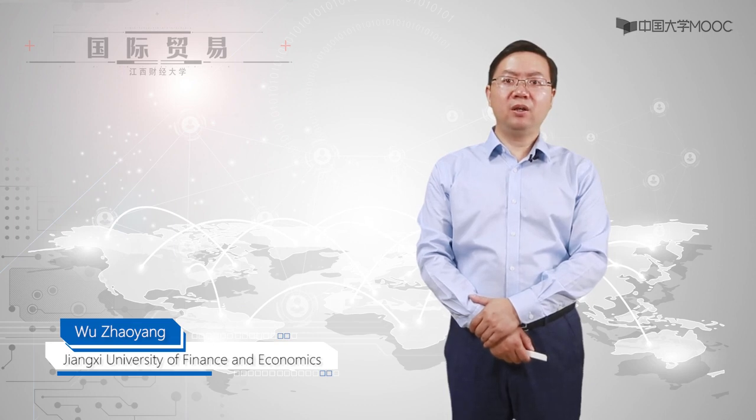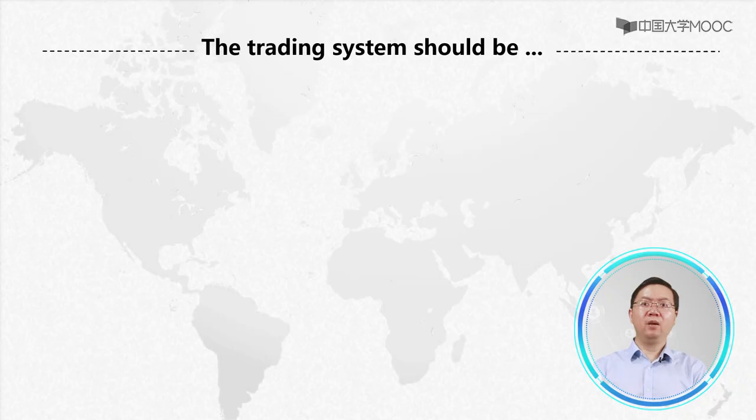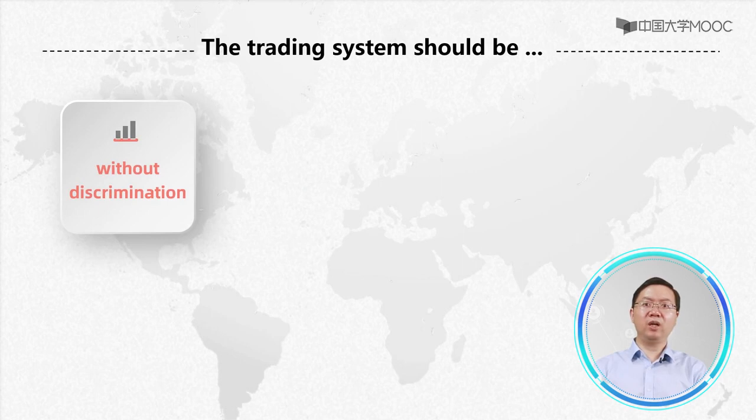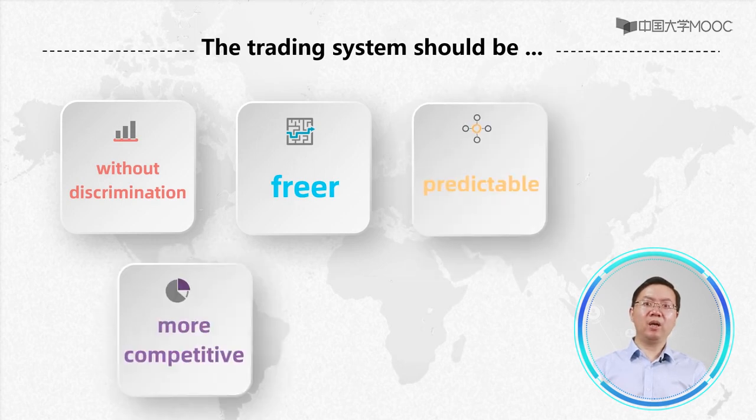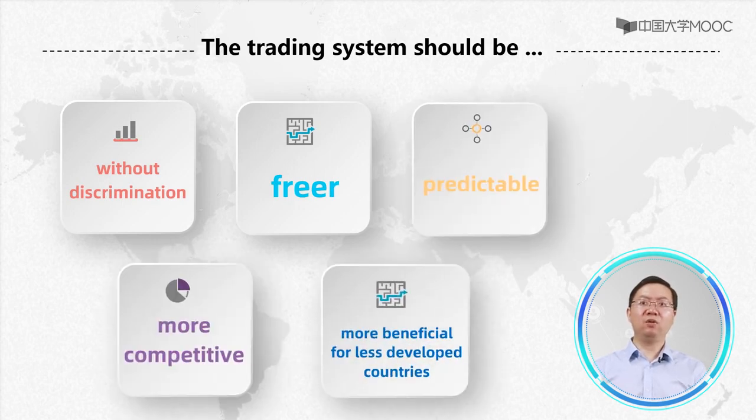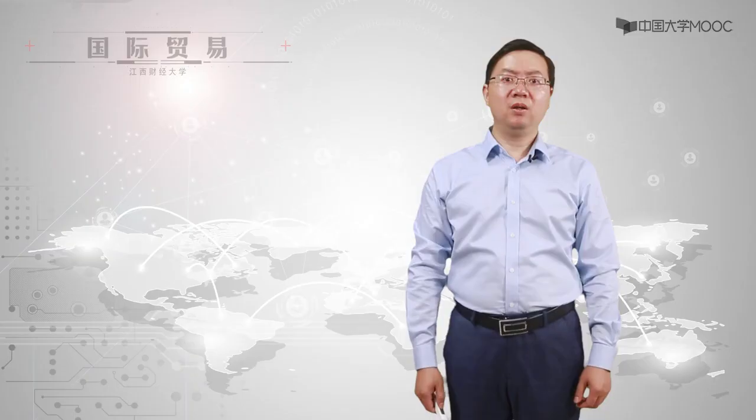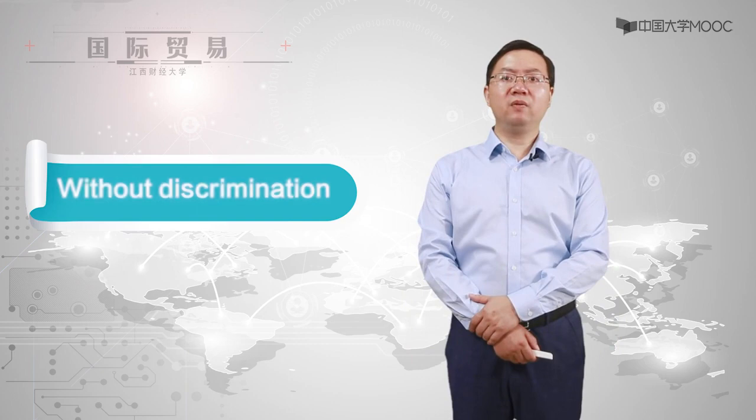Generally speaking, WTO's principles indicate what we hope world trade to be. What do we hope world trade to be? Maybe we hope world trade will be without discrimination, free, predictable, more competitive, and more beneficial for less developed countries. Based on this, the first principle of the WTO is non-discrimination.